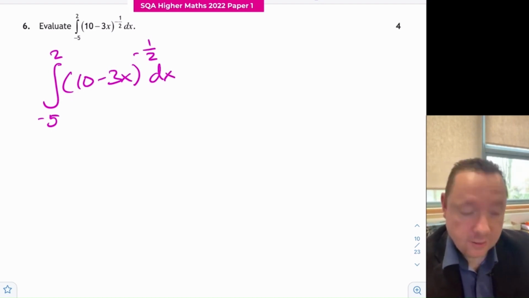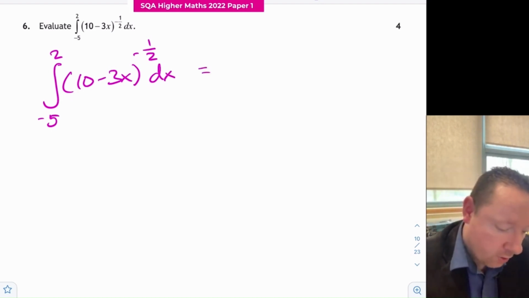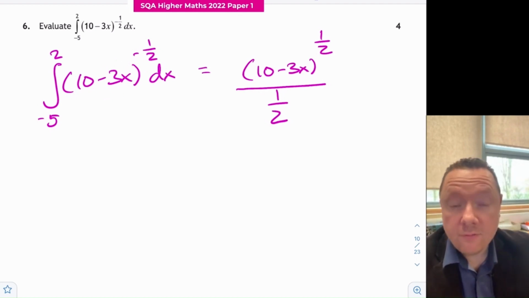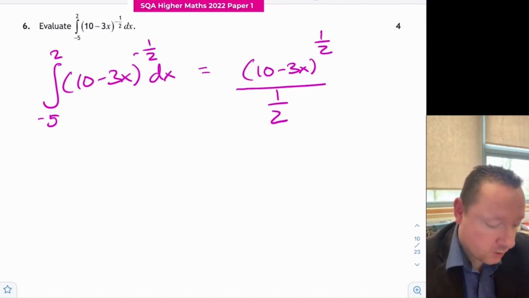Well, we can start to integrate this by adding 1 to the power. So we've got 10 minus 3x to the power of 1/2. We then need to divide by the bit inside the brackets differentiated. So inside the brackets is 10 minus 3x. If we differentiate that, you get -3. So we need to divide by -3, or in other words, that's the same as times it by -1/3.